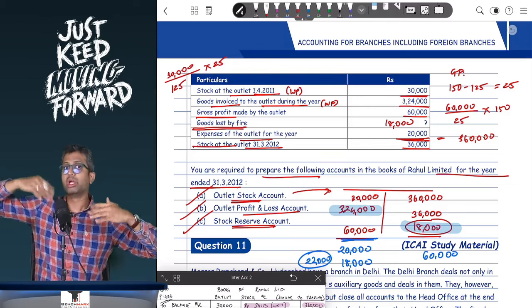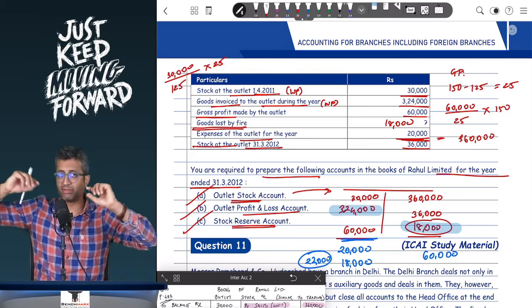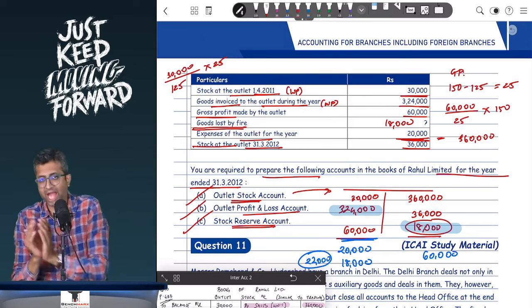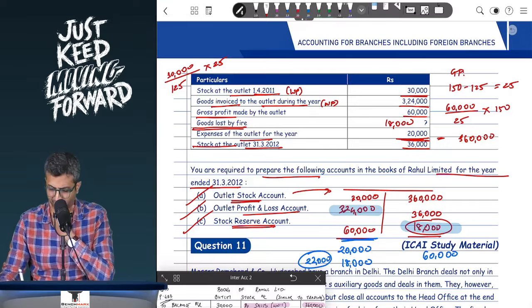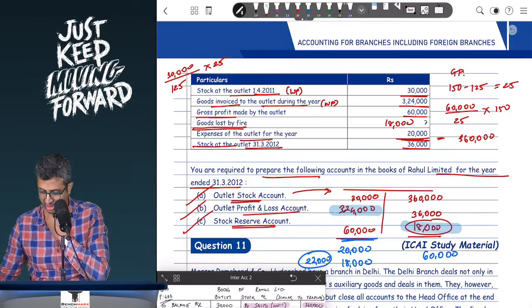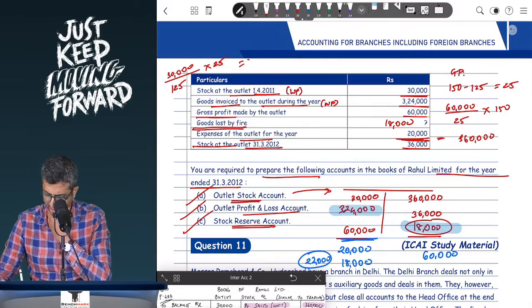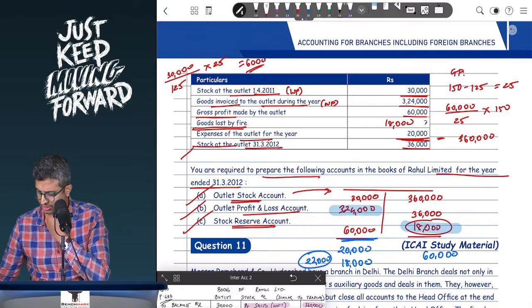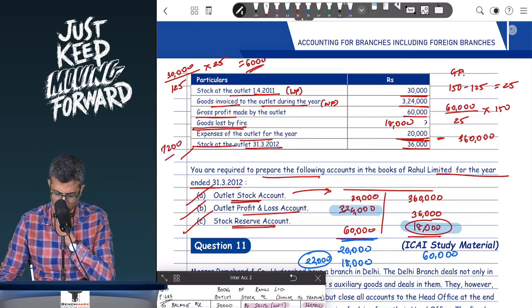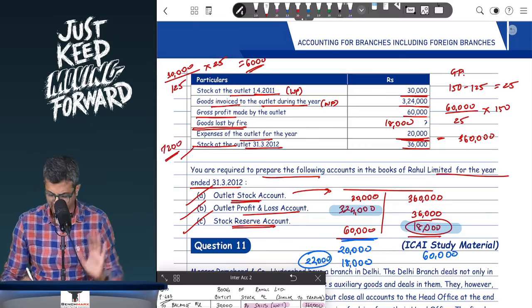HO says okay, these people are saying this much profit earned, however I have sold goods and these goods are given to my own branch. 100 is at 125 and hence 30,000 divided by 125 into 100 into 25. Maybe this is opening stock reserve of 6,000 and closing will be 36,000 divided by 125 again into 25. 7,200. So question 6 and 10, slightly different questions.